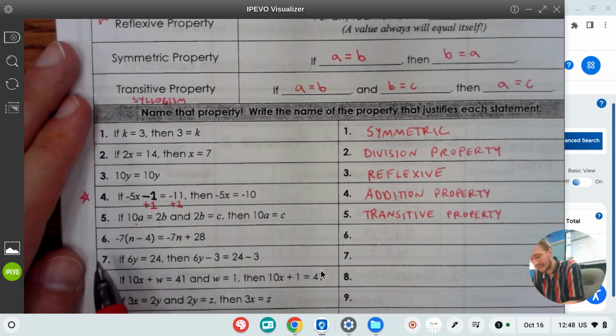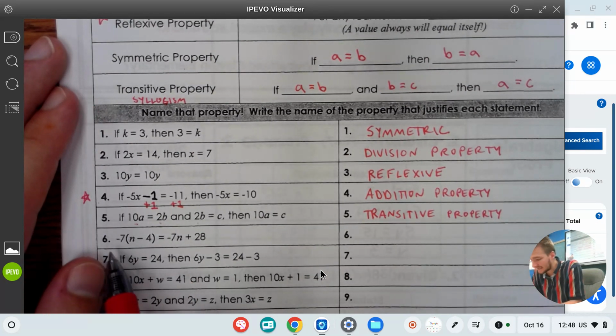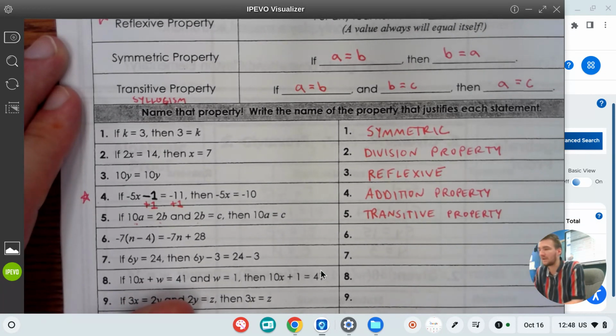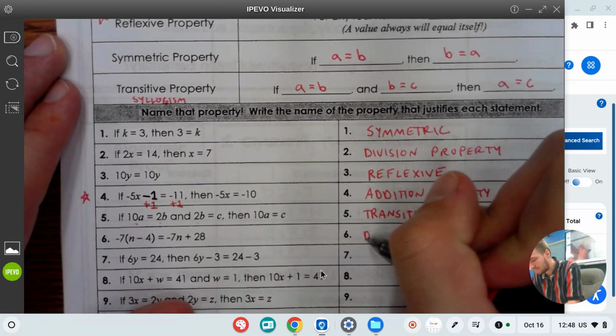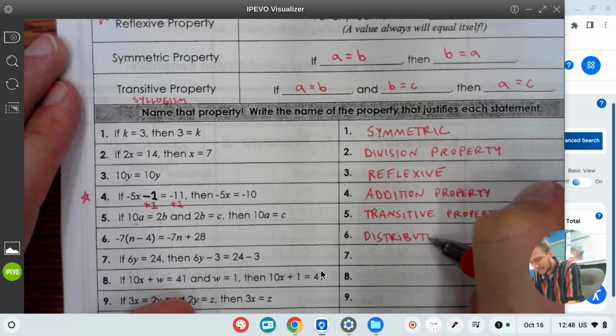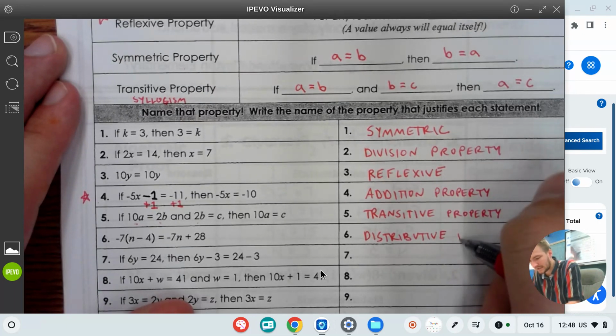All right, last one we're going to do on the video here. Negative 7 parentheses n minus 4 equals negative 7n plus 28. What do you think? Distributive. Of course. Please, distributive. That's got to be almost the easiest one. We've been doing it for years and years and years.